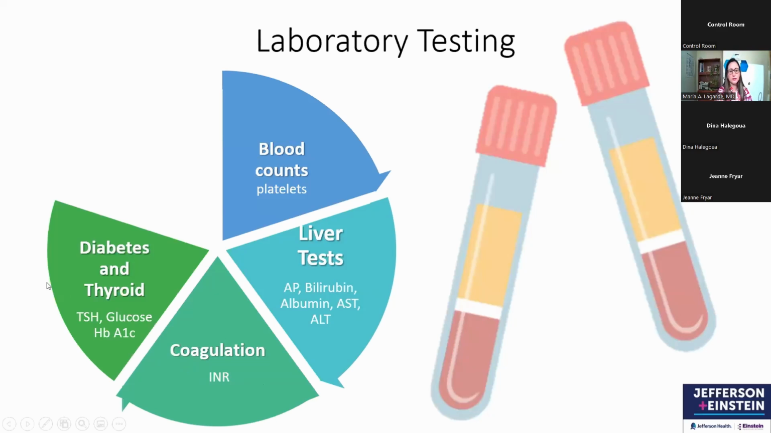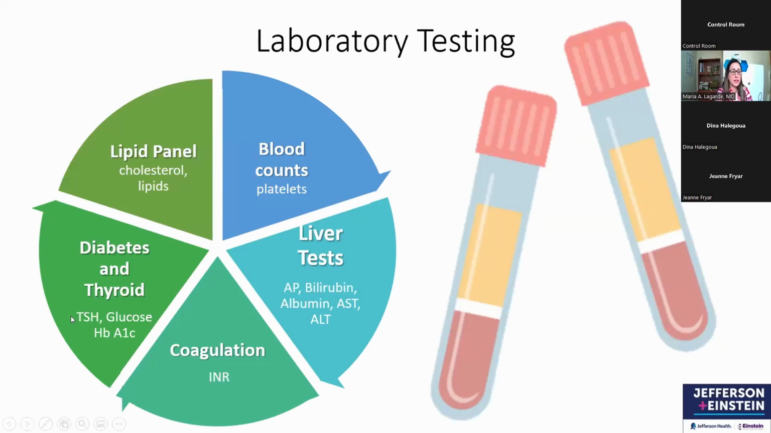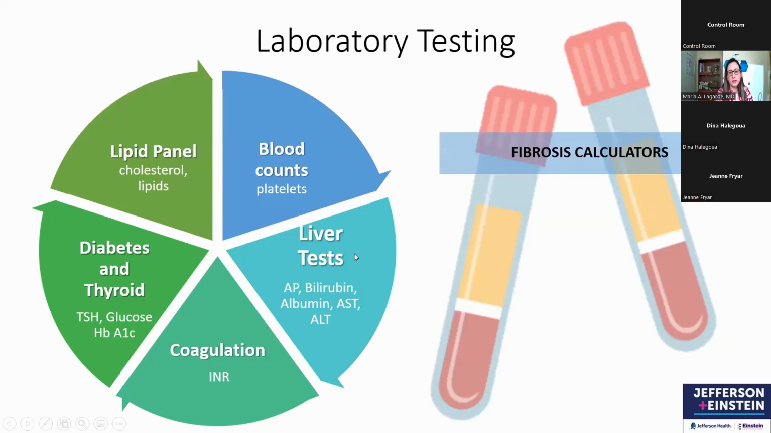We also, as I said, look for all those associated conditions, including thyroid disease, diabetes, and other markers of glucose intolerance. And lastly, we want to look at the cholesterol and the lipid panel. Again, we are looking for clues that there are associated conditions that need to be treated at the same time and that are going to help improve your fatty liver as well. That's the type of blood work that we would do.